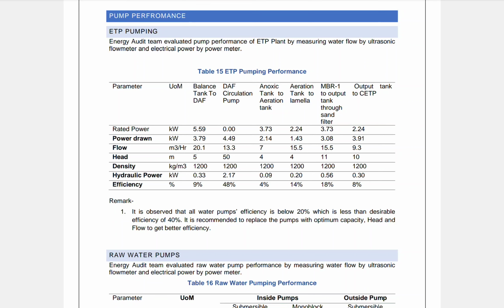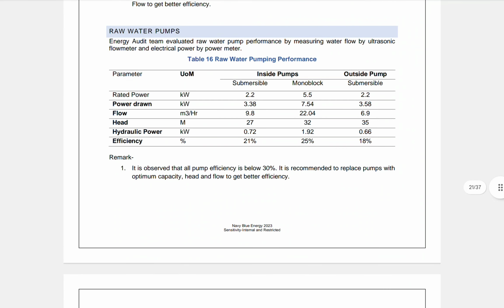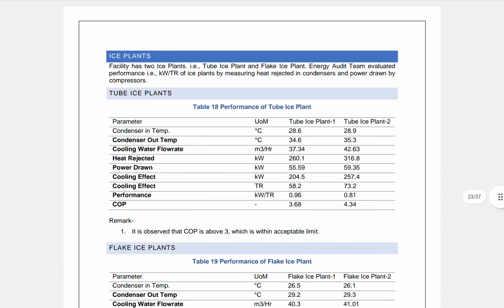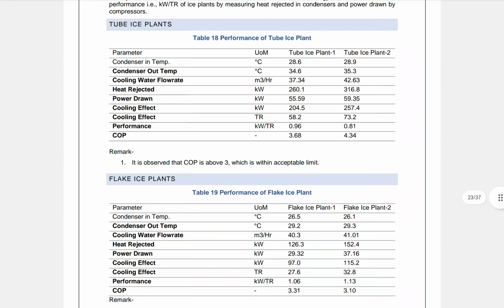One pump shows 9%, 48%, 4%, 14%. Very low. 40 to 48% is comparatively good, but the rest are very low or poor efficiency pumps. We need to replace them. We come to know this when we conduct actual measurement with the help of calibrated equipment. Then raw water pumps. Pump performance, cooling tower pump performance, ice plant COP, coefficient of performance. So kW per TR, how much it is consuming, likewise.